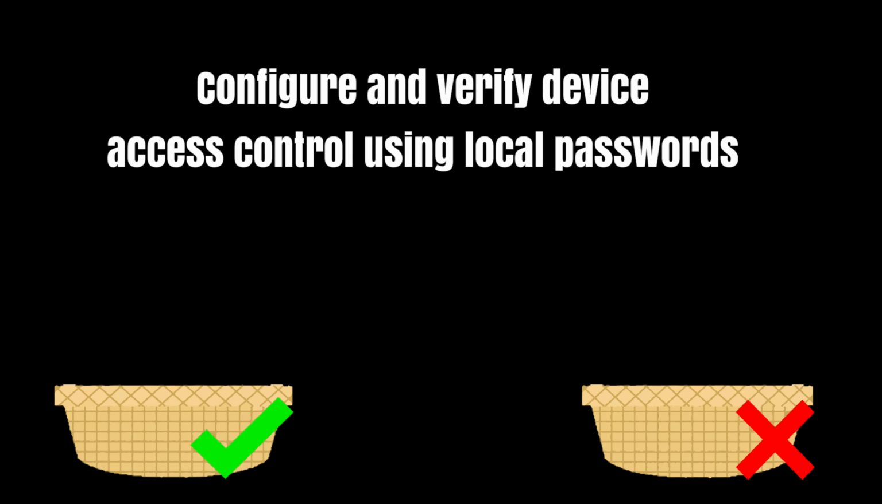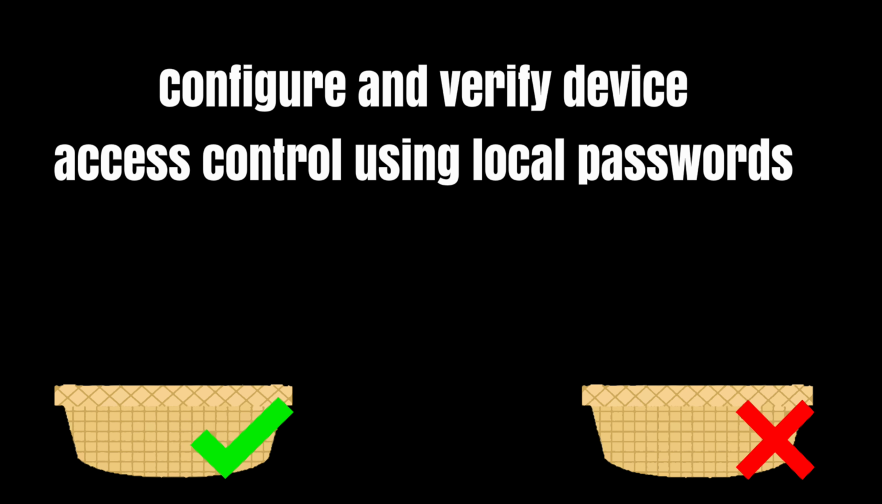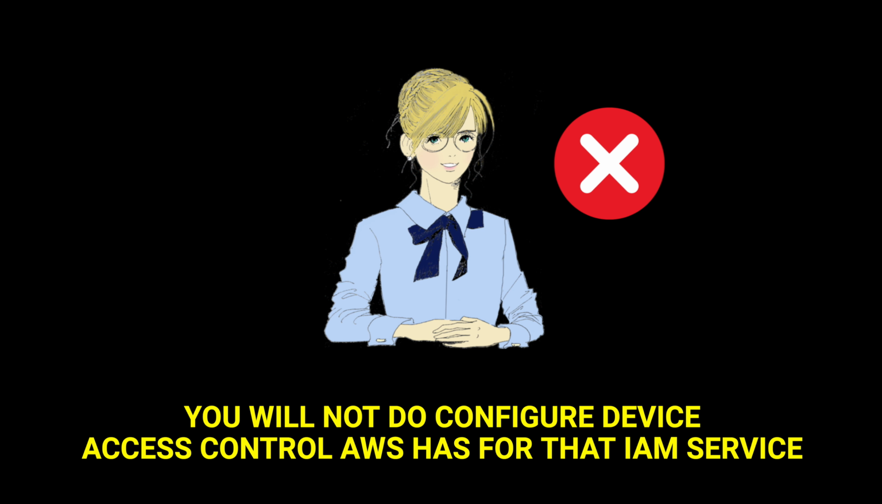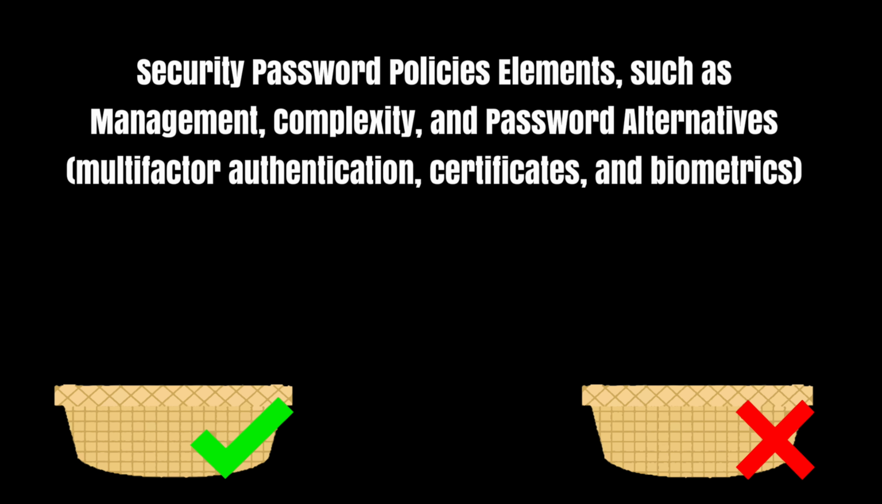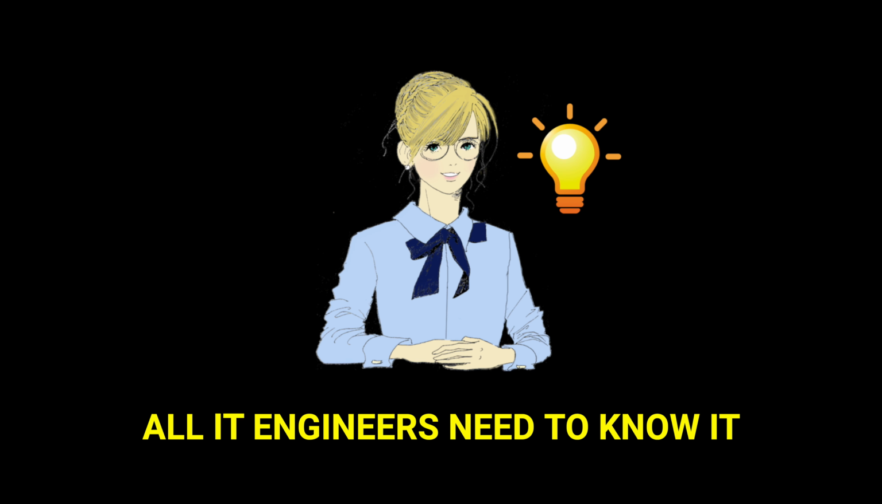Configure and verify device access control using local passwords is for the red bucket. You will not configure device access control, AWS has the IAM service for that. Describe security password policy elements, such as management, complexity, and password alternatives like multi-factor authentication, certificates, and biometrics are another valuable knowledge, and all IT engineers need to know it.